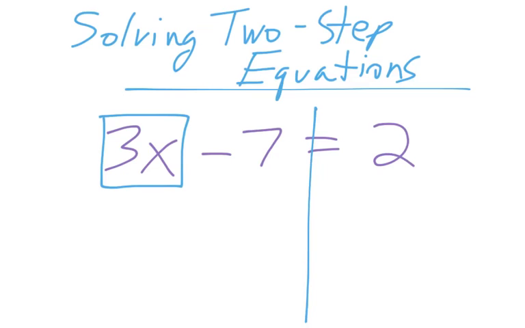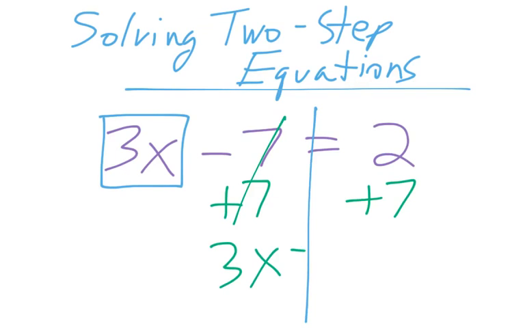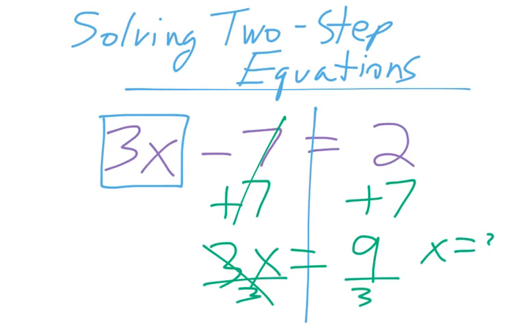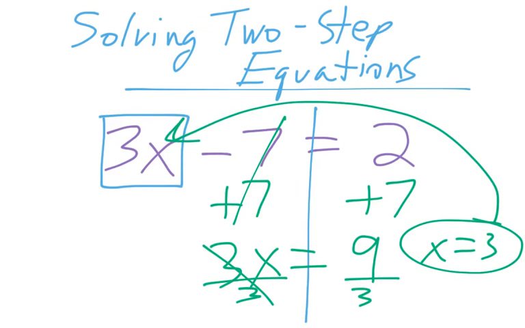So in order to get 3x alone, we want to add 7 to both sides. That gets it alone, so we have 3x equals 9. And now if you look at that, now it's a one-step equation. So we have 3 being multiplied to x, so we divide both sides by 3. The 3's cancel over here, x equals 3. You want to check this, plug that 3 back in. 3 times 3 is 9. 9 minus 7 is 2, so it checks out.